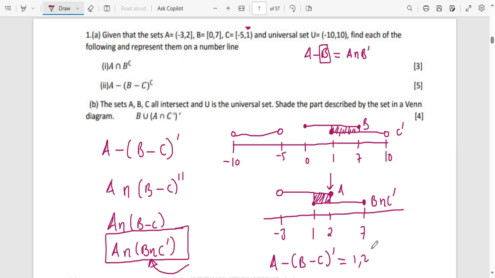1 is part of both sets, so we're going to put this. 2 is part of both sets, also we're going to put this. So this is going to be the answer. Okay? Are we okay here? Where?